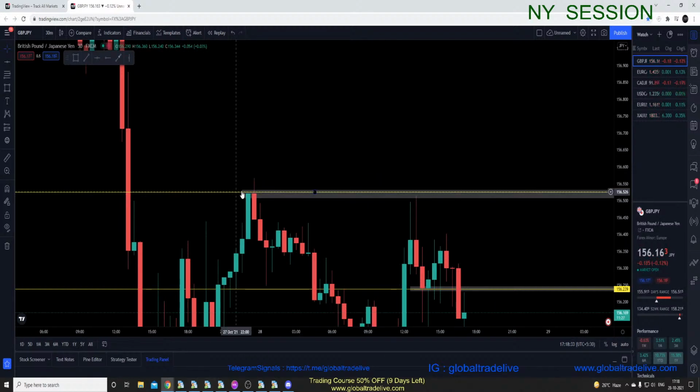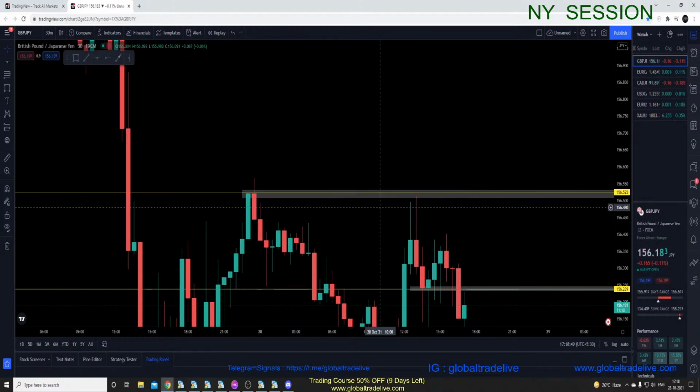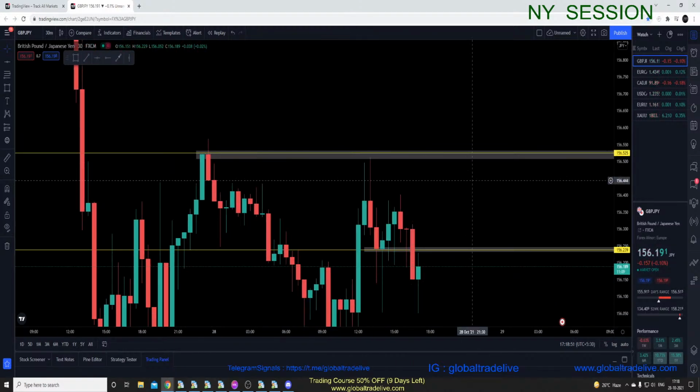And why did I draw the zone till here, why only here? Because today in the London session the market went up, tapped this area, and went all the way down from this area. That means this is the zone which is matching from the left. So that's how I draw my zones.